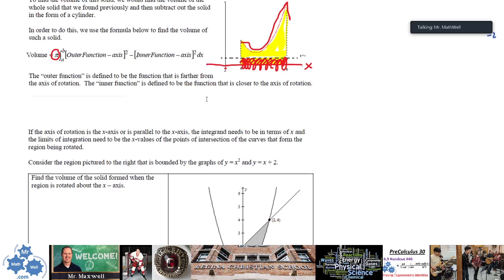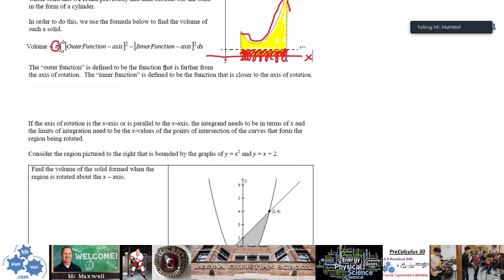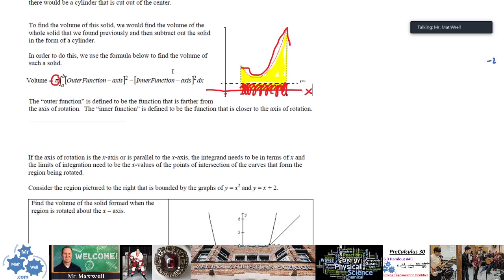So the outer function is always defined to be the function that's farther from the axis of rotation. So we'll have to remember that. In this example, if we are rotating around x still, the outer function is the one that's farthest away from the axis. The inner function would be the one that's closest.